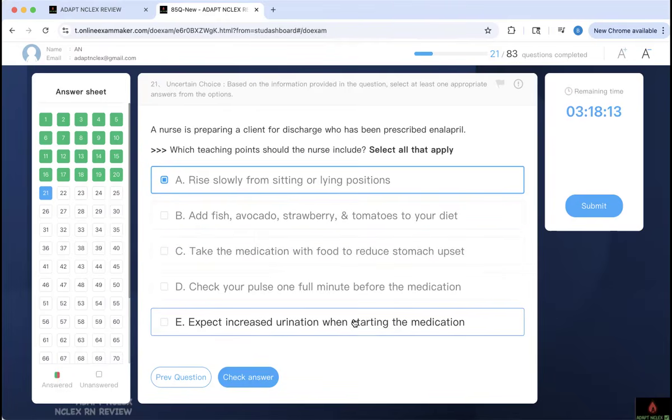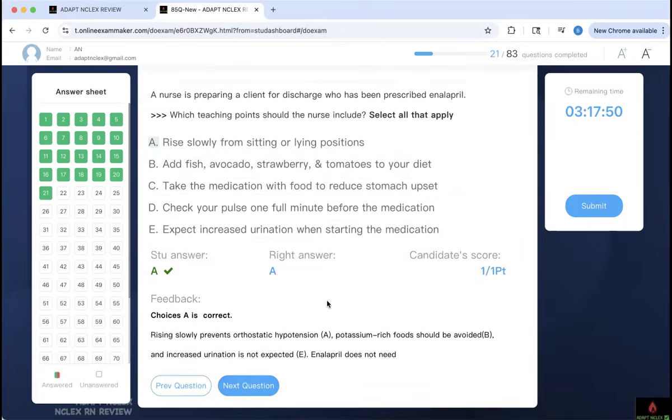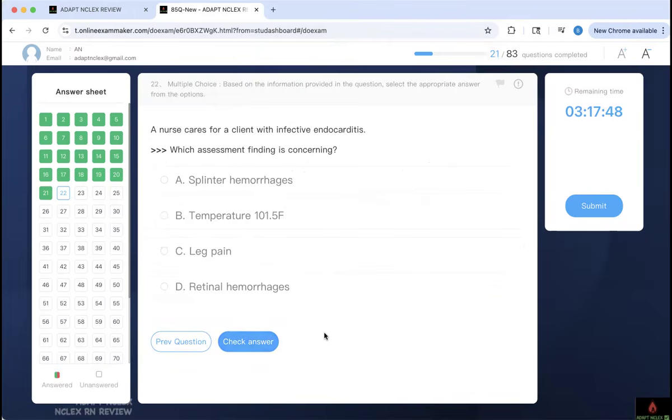Check your pulse 1 full minute before the medication. You don't need to check your pulse for 1 full minute. Expect increased urination when starting the medication. It's not that, that's a loop diuretic or thiazide. Therefore, it does not affect. There's only one answer choice then. But this is a test-taking strategy. You can see only one answer.